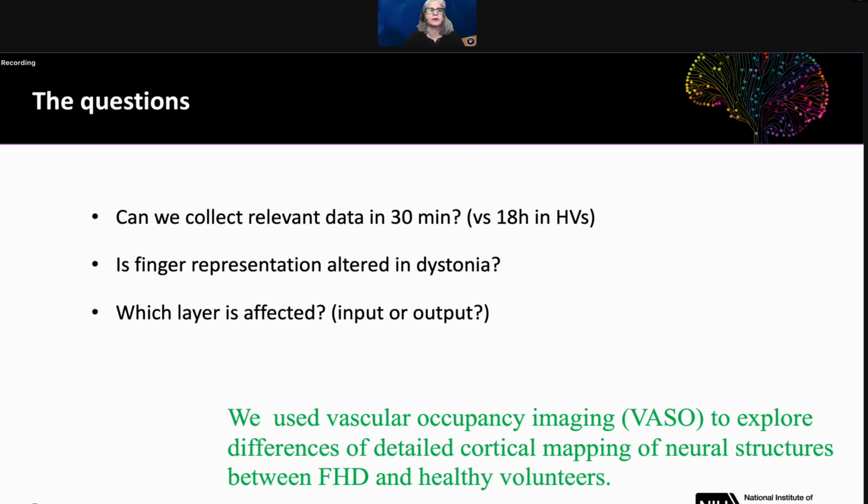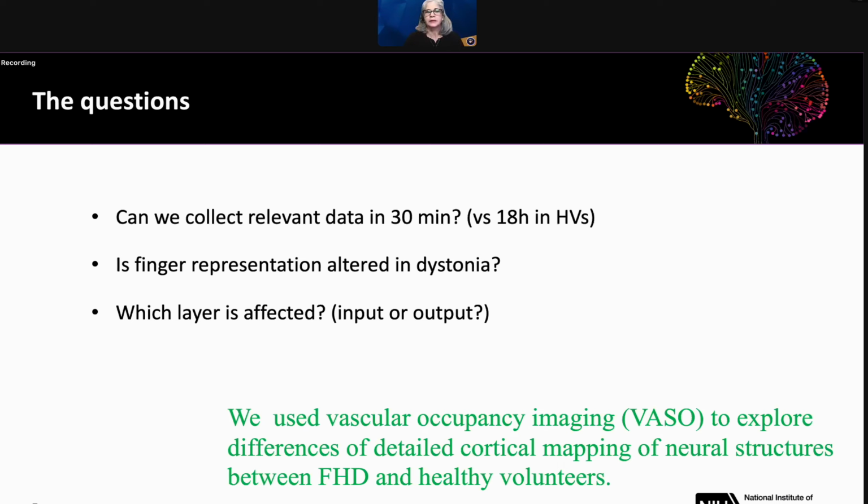So the question is whether we can collect relevant data for a patient in 30 minutes, compared to the previous study done with the same sequence, the same scanner, the same task, that Renzo did with 10 sessions of 2 hours, or 9 sessions of 2 hours each, in healthy volunteers. So you have 18 hours of data in comparison to 30 minutes.